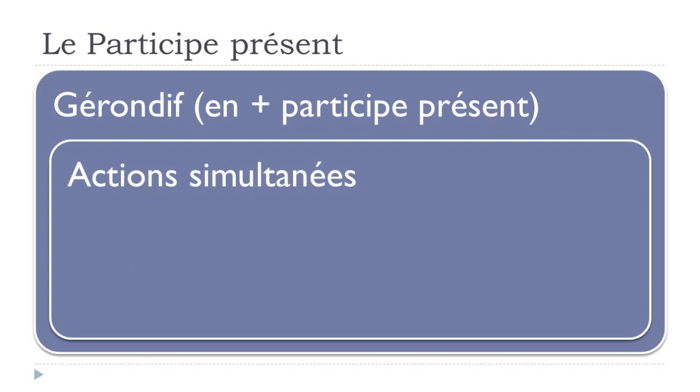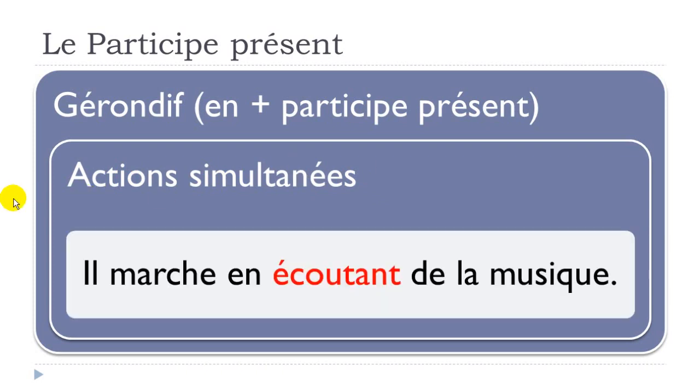Okay? And the idea of this gérondif is just to express two actions, des actions simultanées, so two things are taking place at the same time. So you get this gérondif form that you can use to express this. For instance, il marche en écoutant de la musique. Okay, so it's in red, this écoutant, just to show you that this is what we call le participe présent here. So first you get this en and then écoutant.